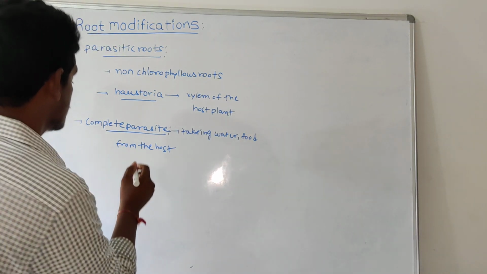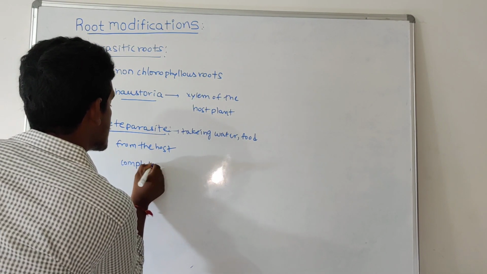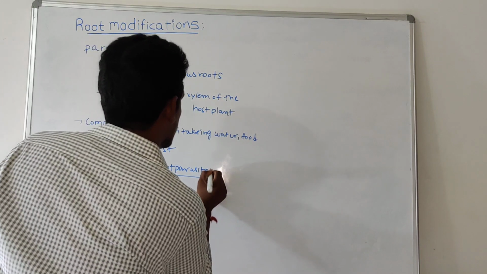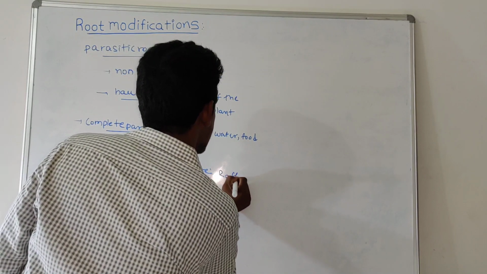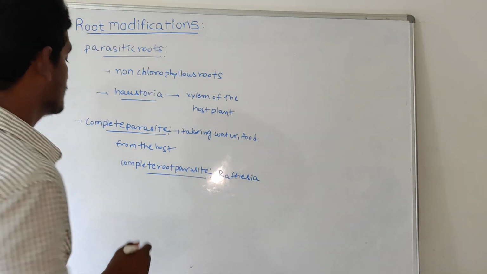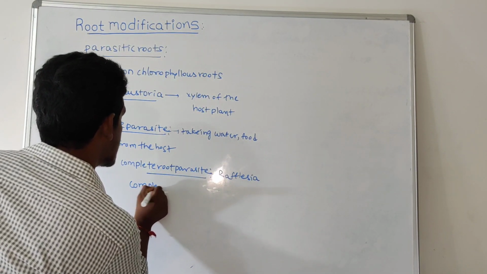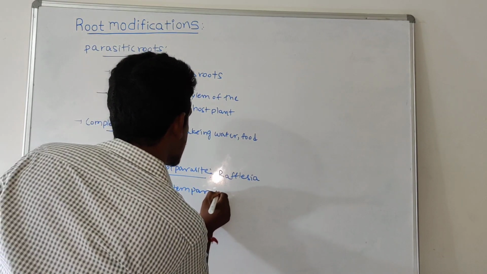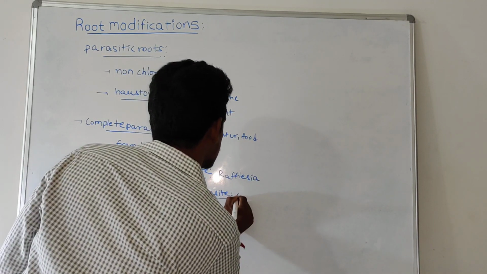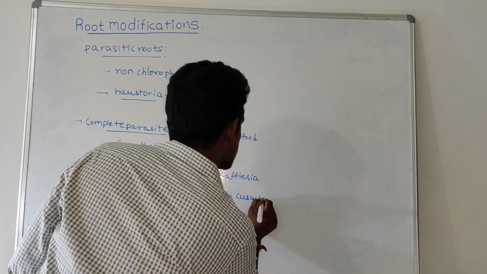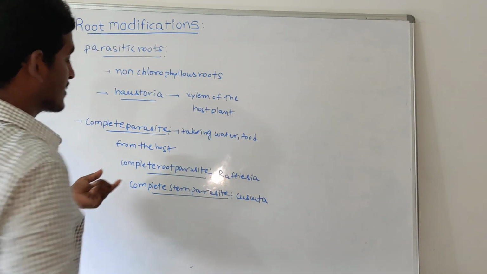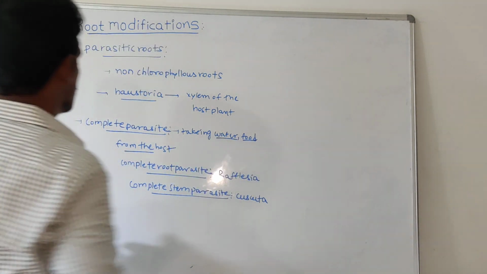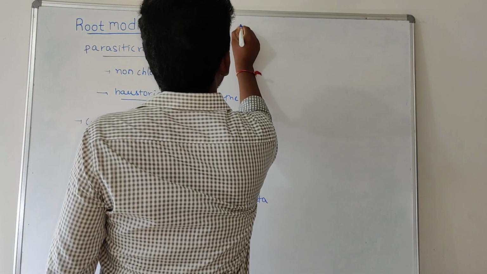Examples for these: the complete root parasite is Rafflesia, and the complete stem parasite is Cuscuta. So both are complete parasites. These are taking both water and food from the host. So what about incomplete parasites?